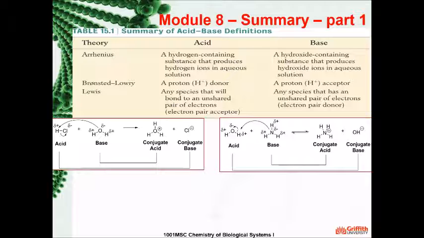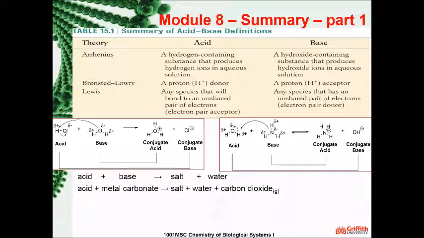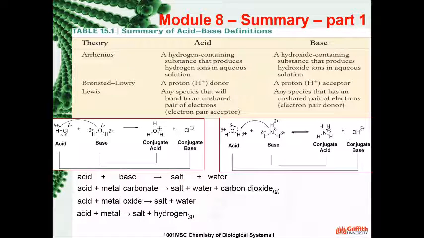A neutralization reaction happens between an acid and a base to produce salt and water. Acids react with metal carbonates to produce salt, water, and carbon dioxide gas. Acids react with metal oxides to produce salt and water. And finally, acids and metals react to produce salt and hydrogen gas.